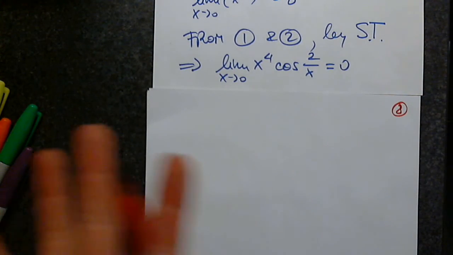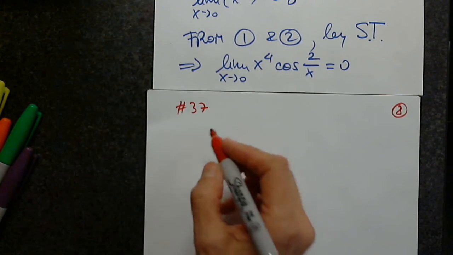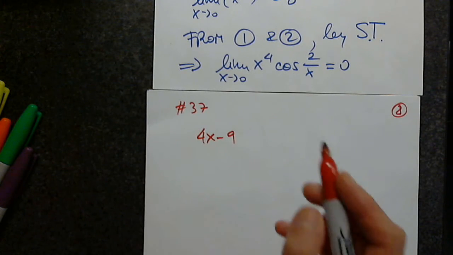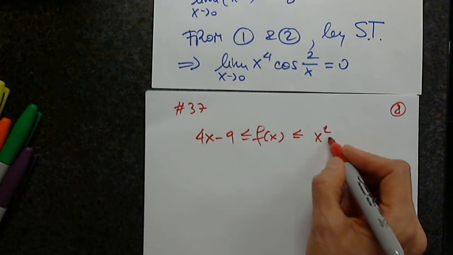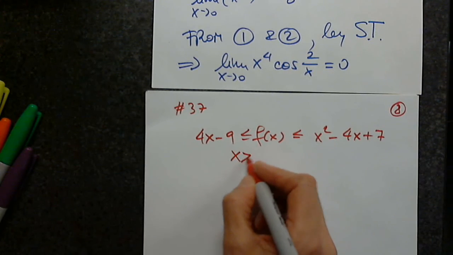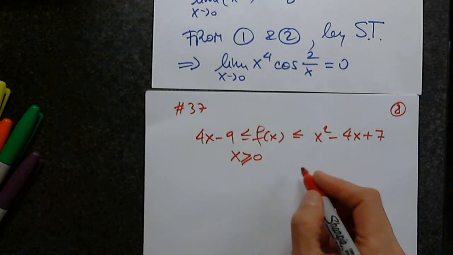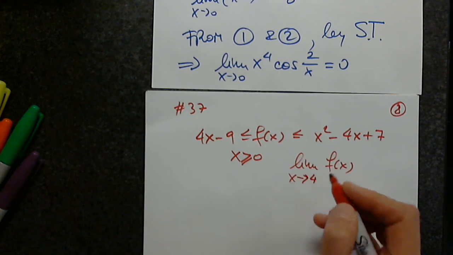So let's say 37 on the same page. We are told that 4x minus 9 is less than or equal to f of x, which is less than or equal to x squared minus 4x plus 7, for everything greater than or equal to 0. We're asked to find the limit of f of x as x approaches 4 from either side.